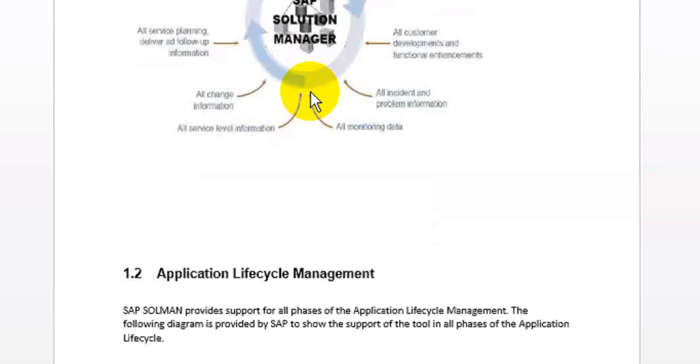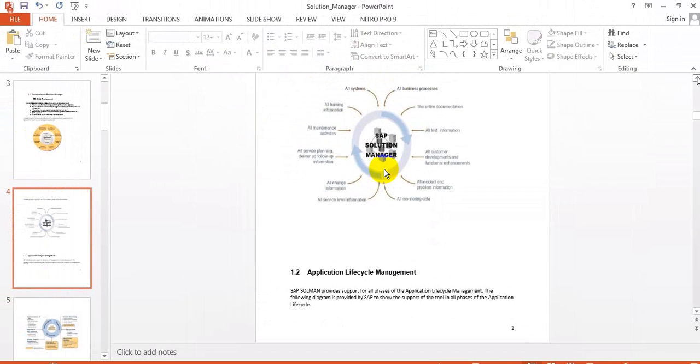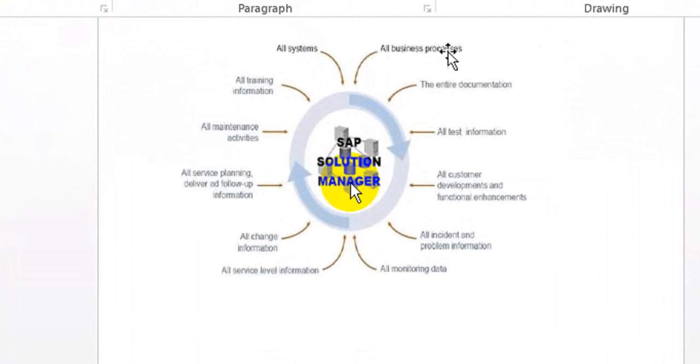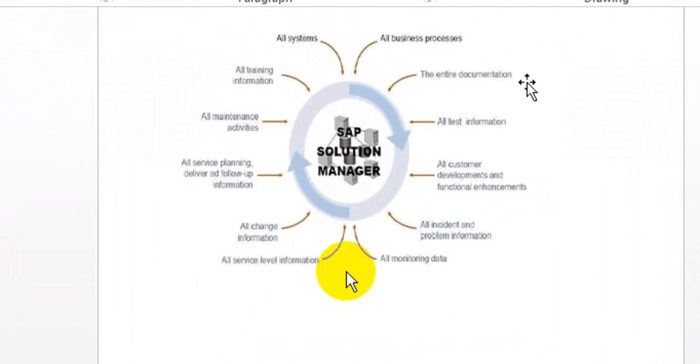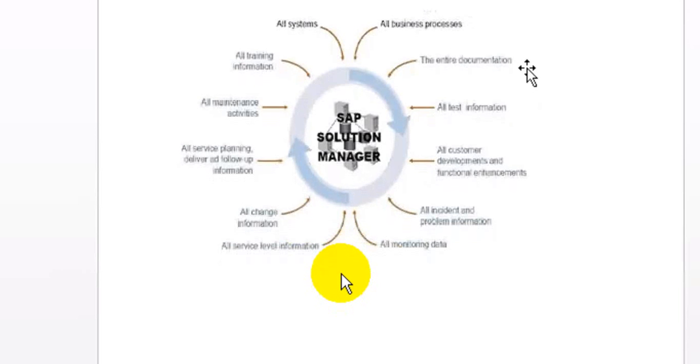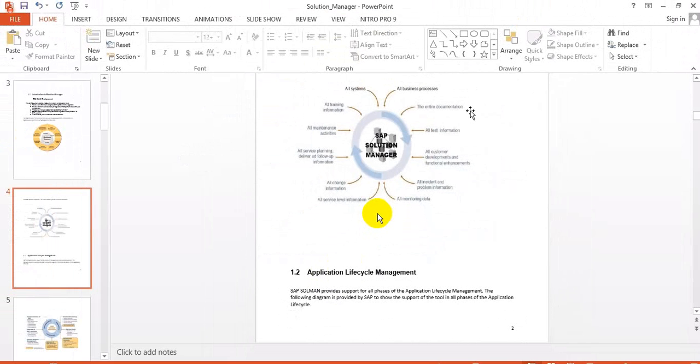Coming to this, one of the scenarios is from Solution Manager. Solution Manager will provide the business process. It will provide entire documentation. Like if we configure EWA, it will provide the documentation and what we have to do further. Means if you are in a lower level, what you have to do next, what approach, what you have to perform after this. Everything Solution Manager will provide step by step, and all customer developments and functional enhancement.